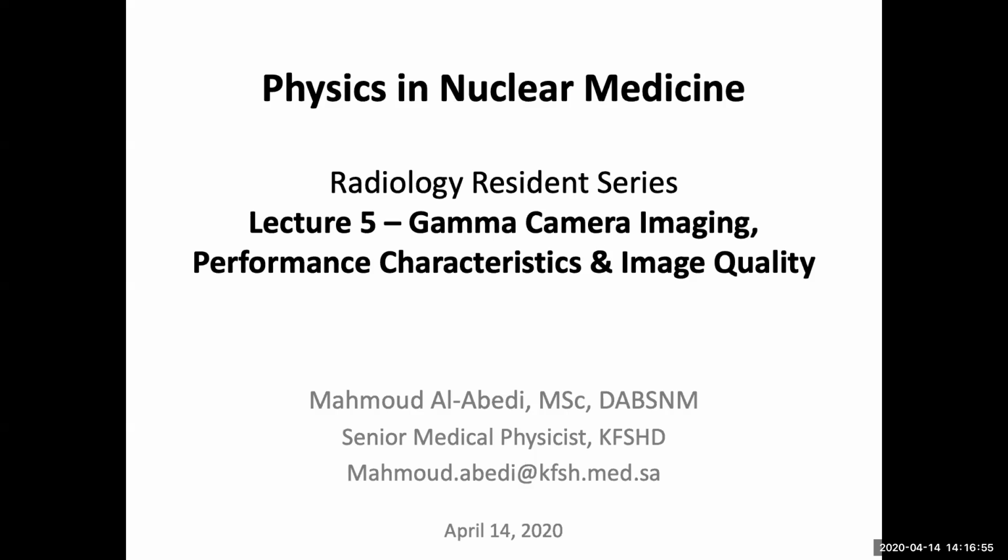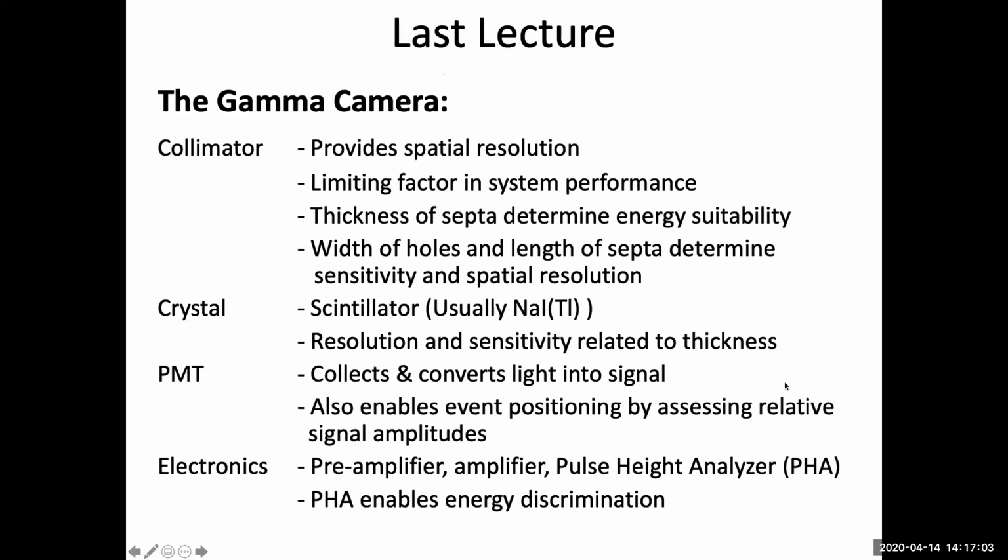Okay, lecture number 5. It's about gamma camera imaging, performance characteristics, and image quality. In the last lecture, we talked about the gamma camera and its components, including the collimator, crystal, PMT, and electronics.